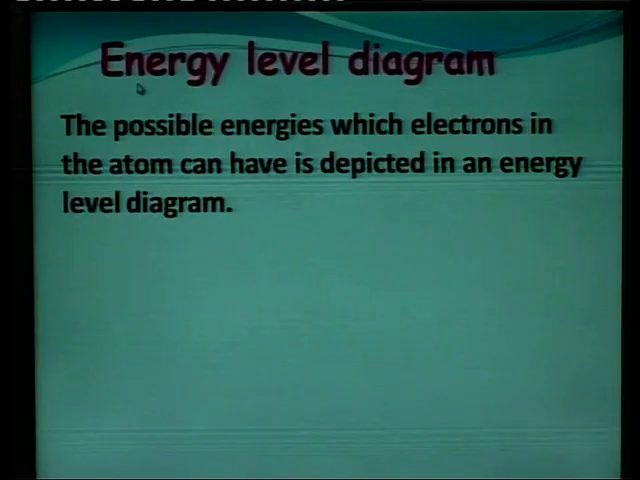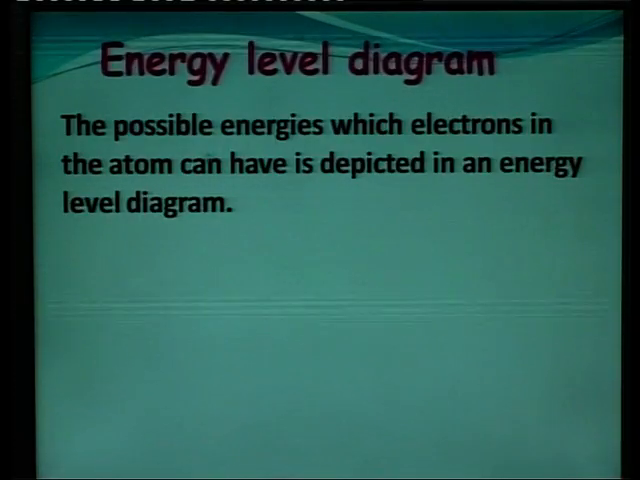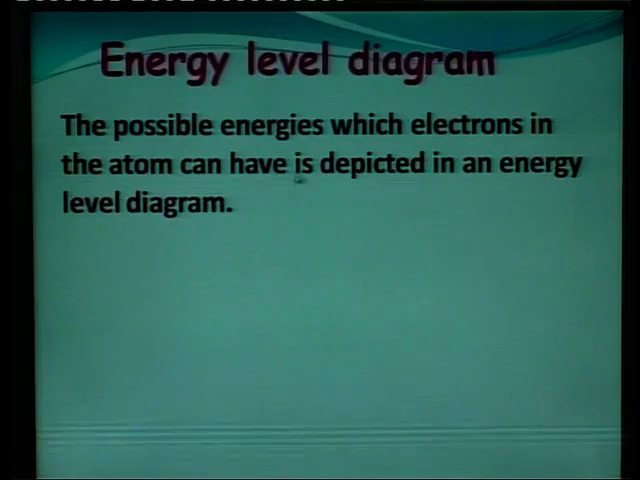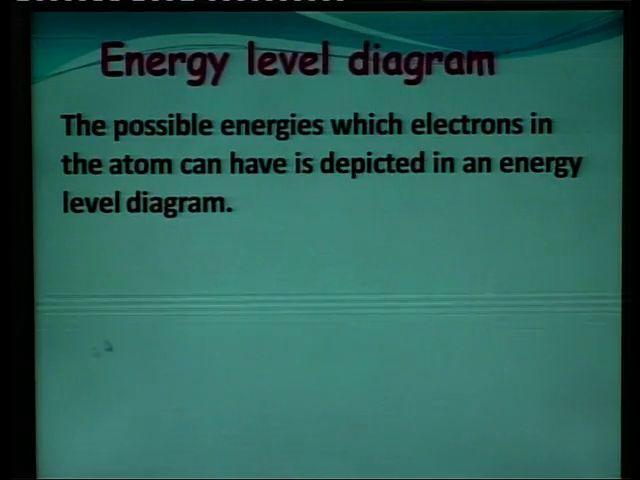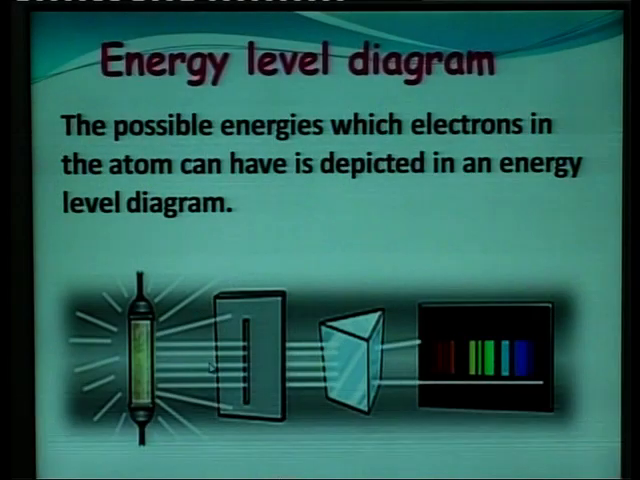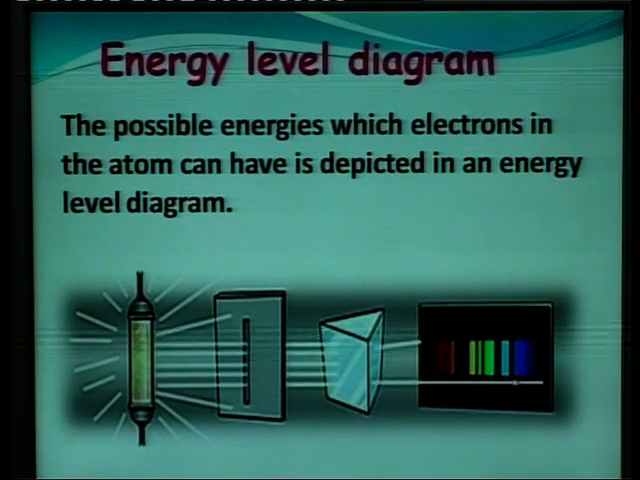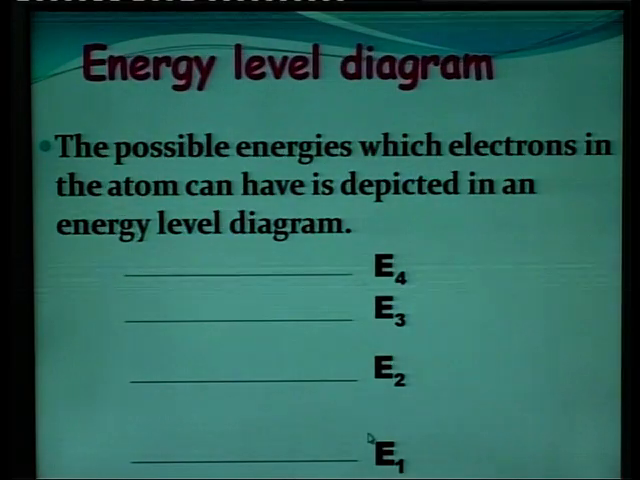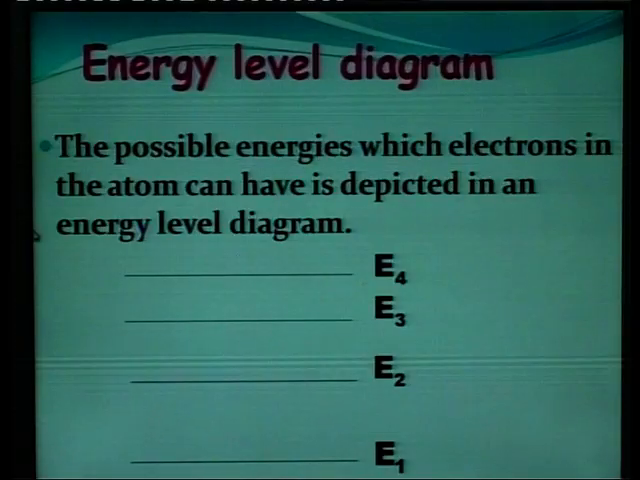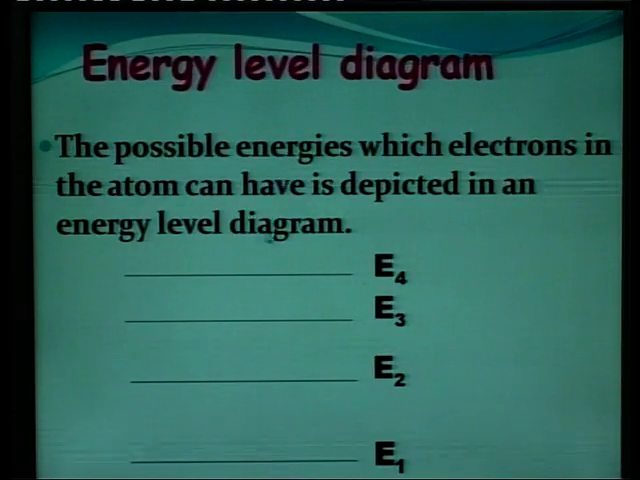Now next, let's see what an energy level diagram is. The possible energies which an electron in an atom can have are depicted in an energy level diagram. So different possible energy levels are there that an atom can have. These different colors represent different wavelengths and different frequencies of light.